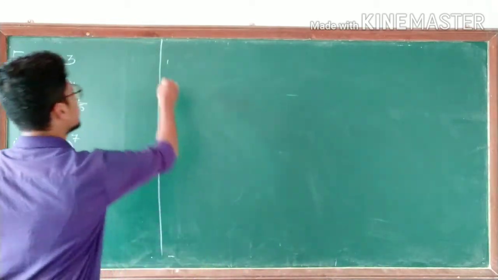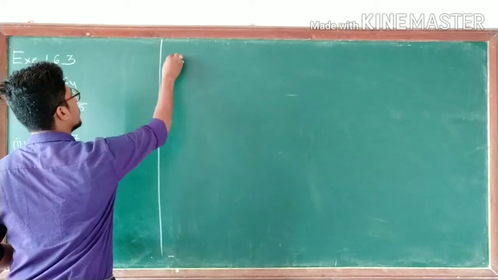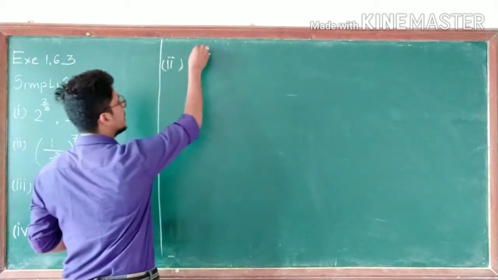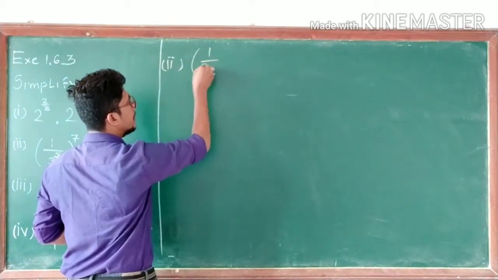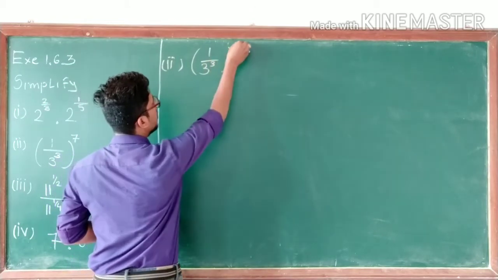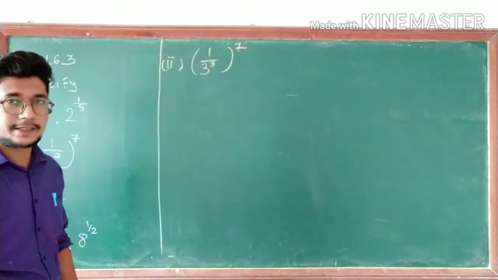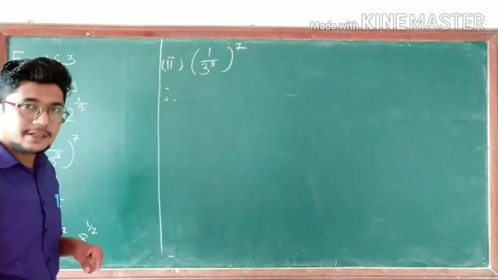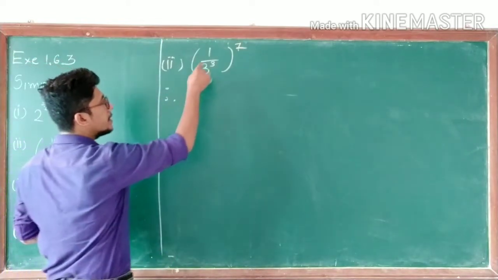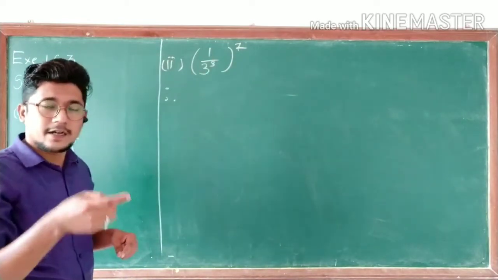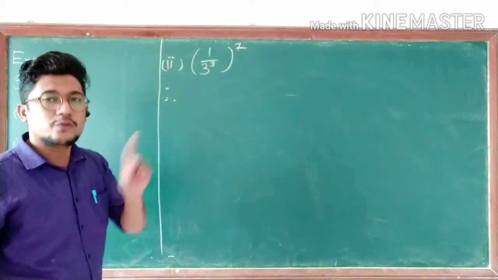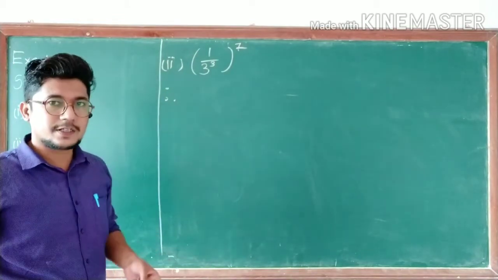The second problem says 1 upon 3 power 3, to the whole power of 7. Now, as you know in the 8th standard, inverse, since anything is written under a 1, कुछ भी एक के नीचे लिखा हो तो उसको हम इनवर्स में ट्रांसफर कर सकते हैं.